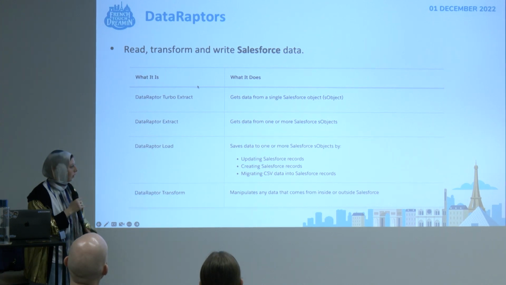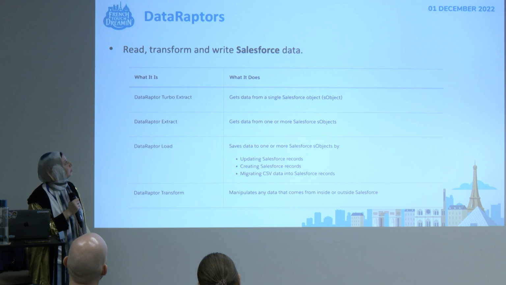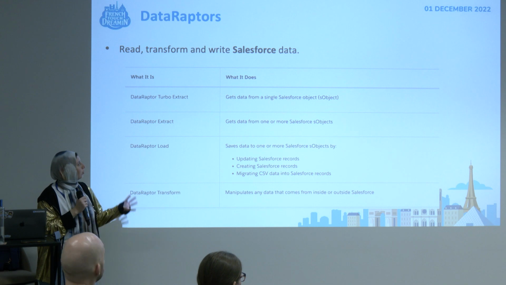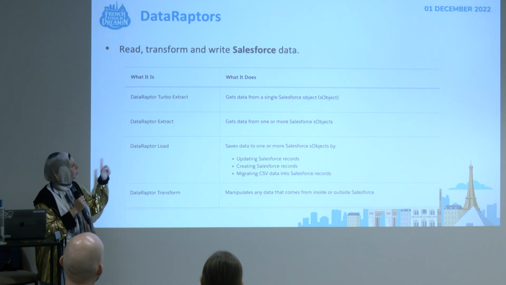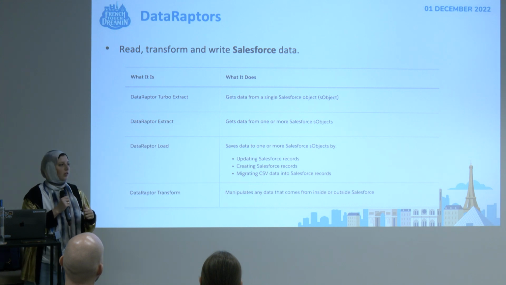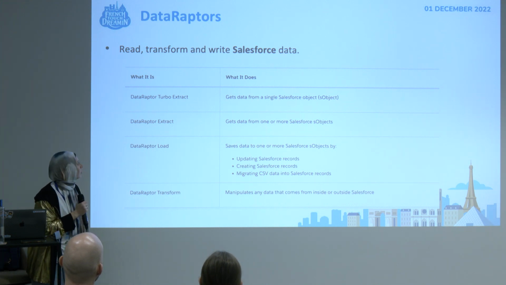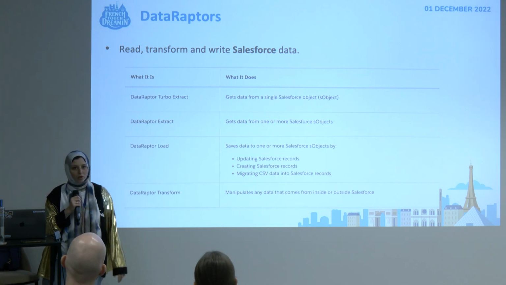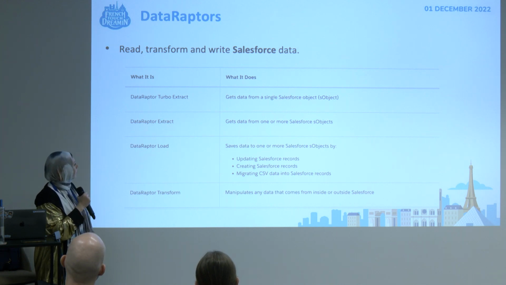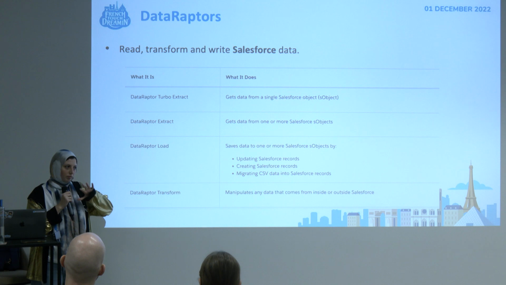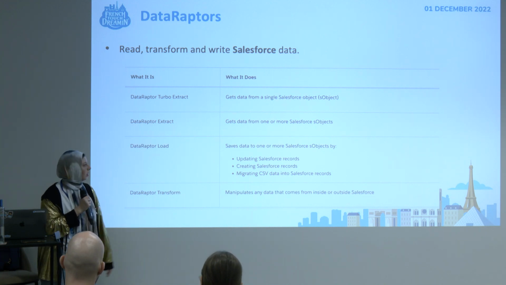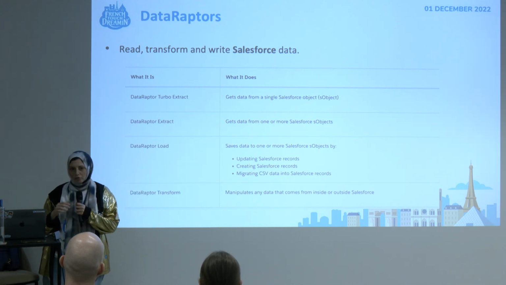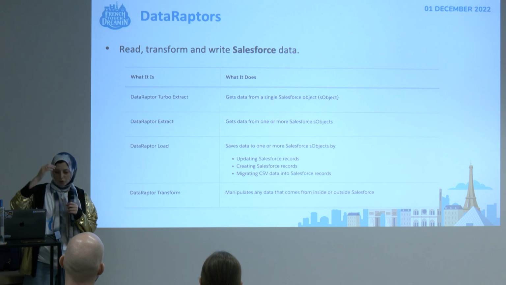Okay, now with data raptors. Data raptors are a way to read and write Salesforce data, also a declarative tool. We have 4 types of data raptors. We have data raptor turbo extract. This is to extract data from a single Salesforce object. And then we have data raptor extract, which can get data from 1 or more Salesforce objects. We have data raptor load. This is inserting data, updating or upserting. You can do that by CSV as well. And then we have data raptor transform. This is where you can do manipulations to your data.